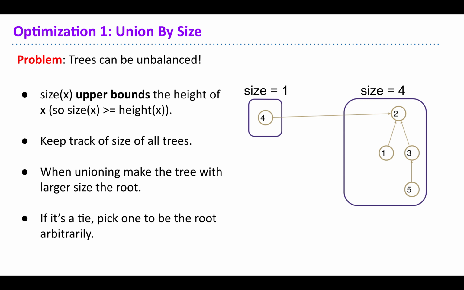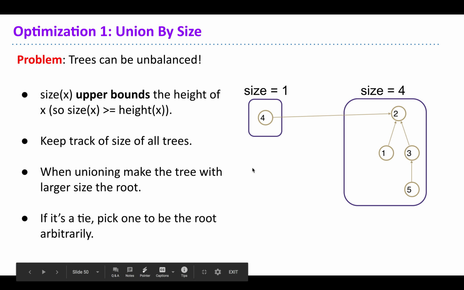So this is our first optimization that we'll do: when unioning, always choose the smaller sized set's representative to point to the larger sized set's representative. That's our first optimization.